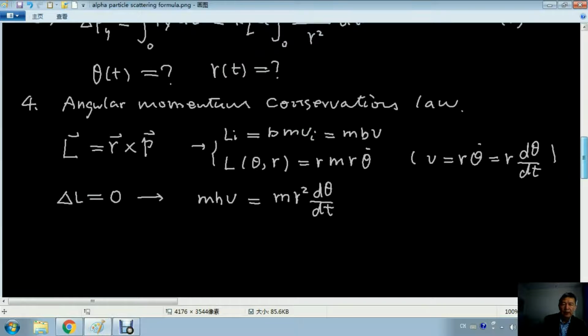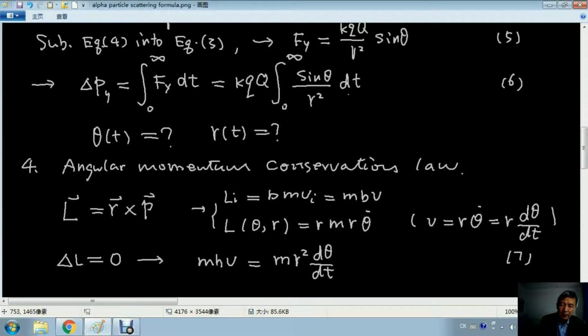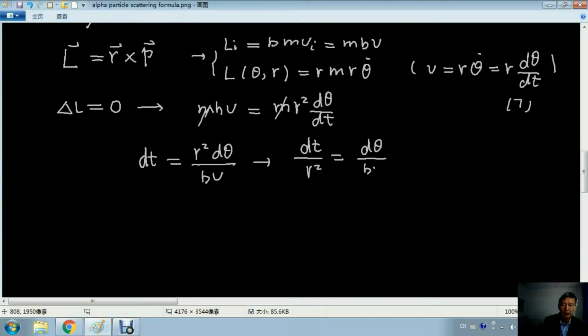Now, this is our equation 7. If you compare with equation 6, there is a possibility to substitute dt by d theta. Let's do that. m is cancelled. We get dt equal to r squared d theta divided by b and v. If you just move the d theta to the other side, dt divided by r squared will simply equal d theta over b times v. This is our equation 8.